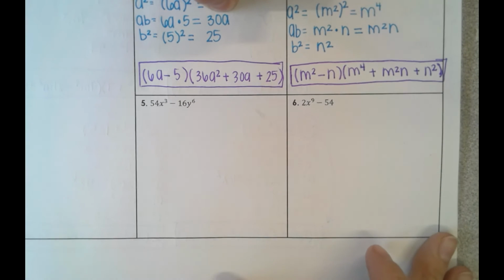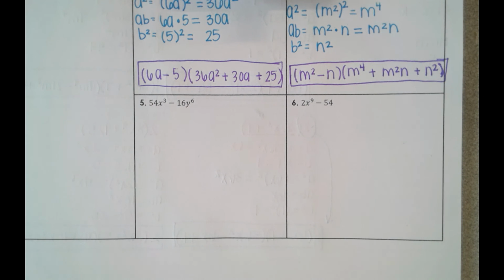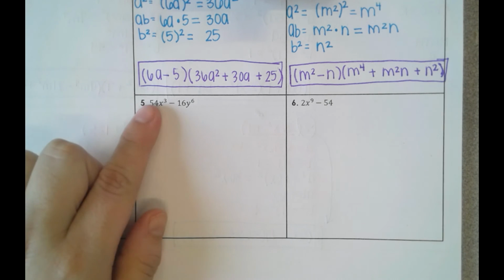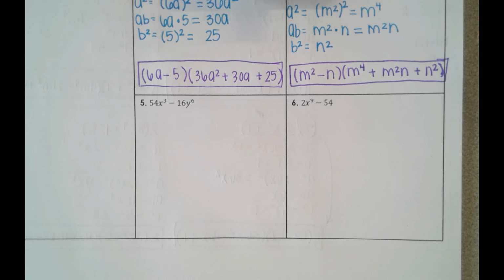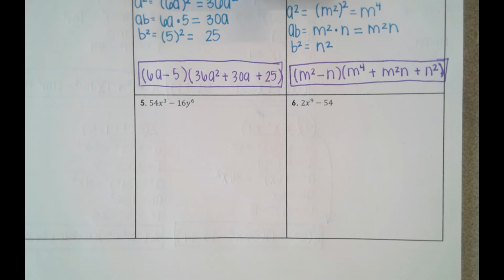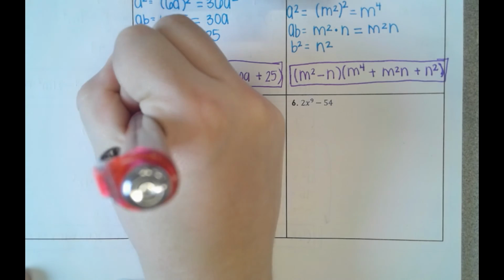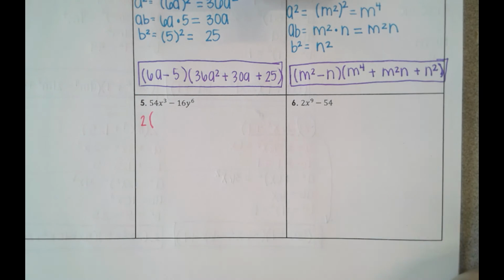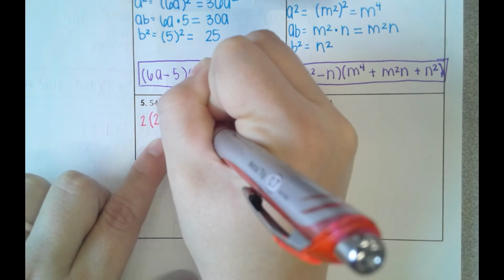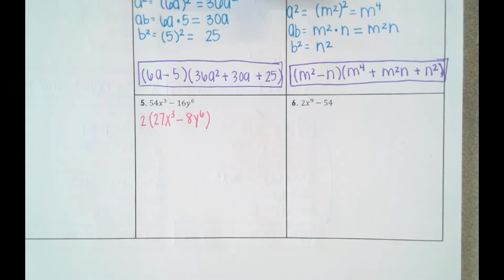Now the last two are going to be just a teensy bit harder, not really. So 54 and 16. If you look at your list of perfect cubes, neither one of those show up on it. That is your hint that there is probably a GCF. So what number can we divide both 54 and 16 by? Any ideas? 2. Very good. So if we divide by 2, that leaves us with 27x cubed minus 8y to the 6th.